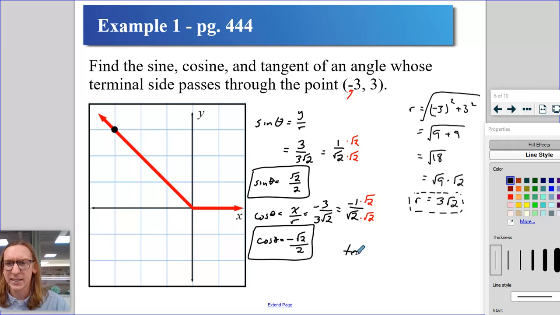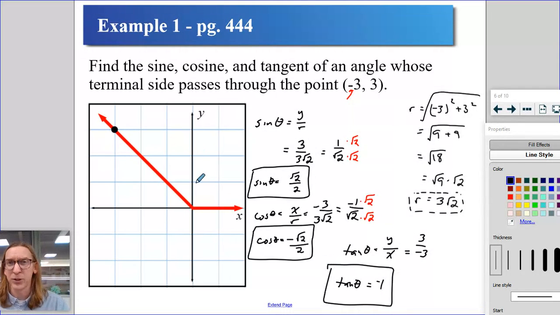And then lastly, the tangent, which we could have calculated right off the bat, is the y-coordinate divided by the x-coordinate. That is 3 over negative 3. Therefore, the tangent of this angle theta is equal to negative 1.